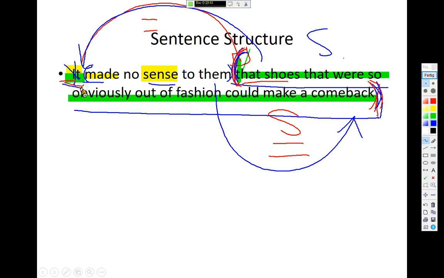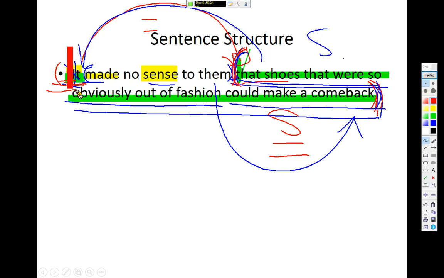You know it? Okay. So whenever we use "it made no sense to them", we will be wondering, what does "it" represent? And then you give your reader, say, wait, I'll tell you the meaning of "it". The meaning of "it" is that shoes that were so obviously out of fashion can make a comeback. So basically, from the reader's perspective, it will be much easier for them to follow your logic by indicating "it" in the very beginning. That's why we have this kind of structure, right?